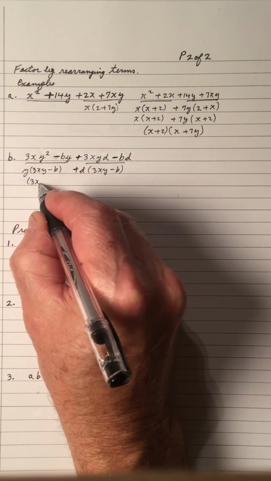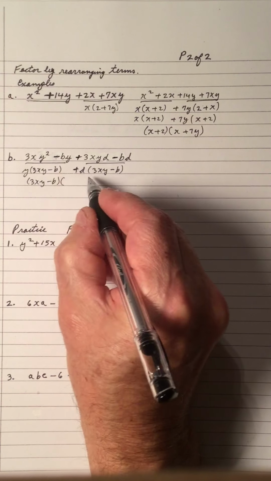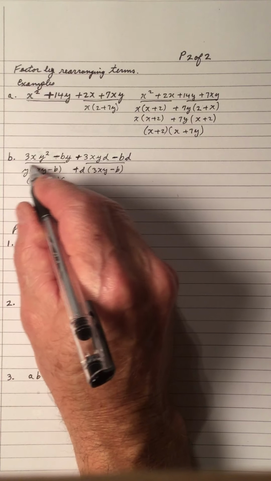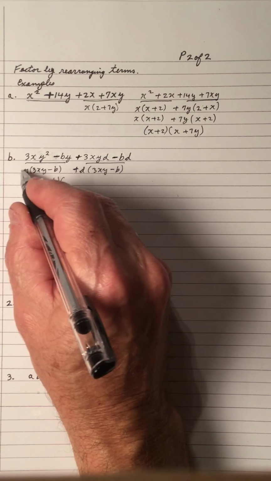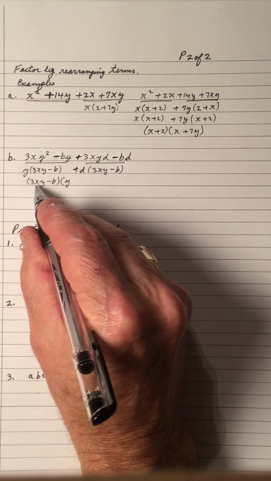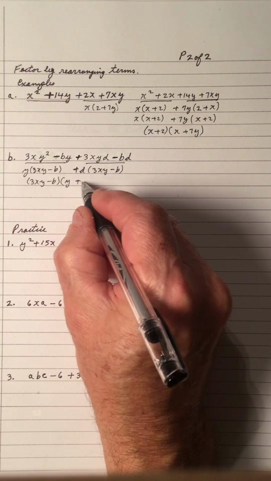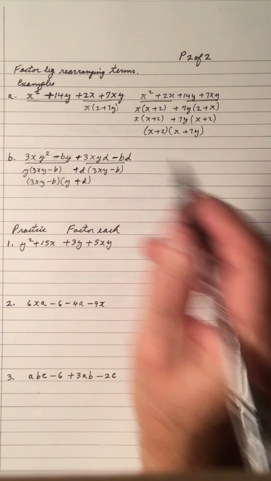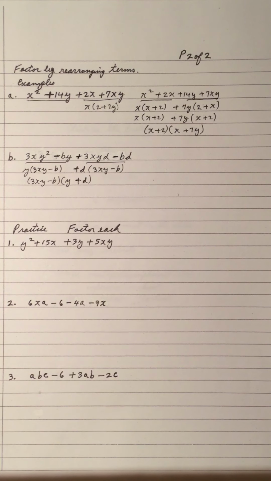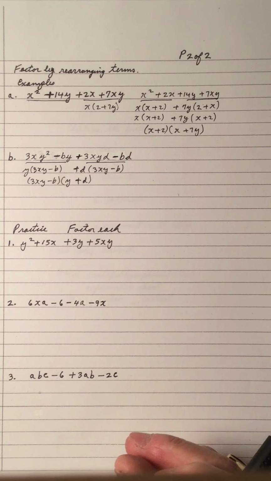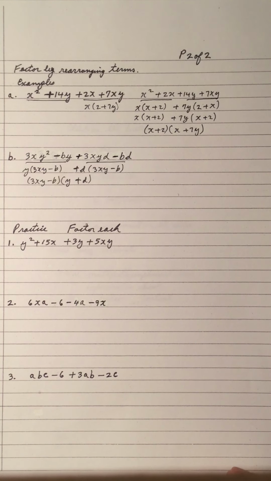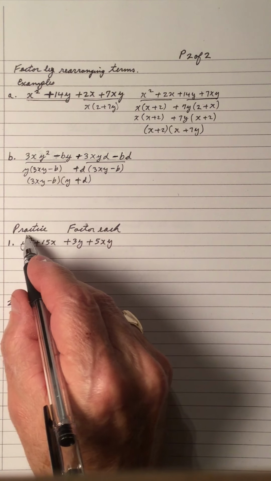So we have 3xy minus b as the common binomial, and when we divide the first algebraic expression by 3xy minus b, we get a y. When we divide 3xy minus b into this one, we get a plus d. So this one we didn't have to rearrange. Sometimes you will, sometimes you won't. It just depends. But if you have 4 terms, you probably have to rearrange the terms, or you have to do it by grouping. So let's practice.